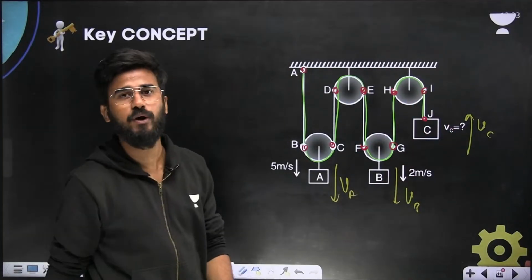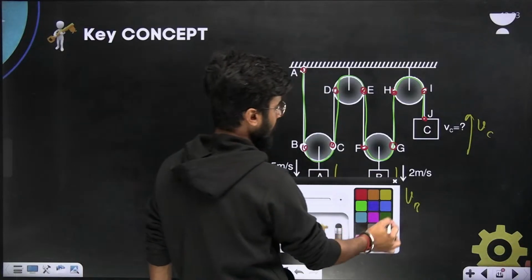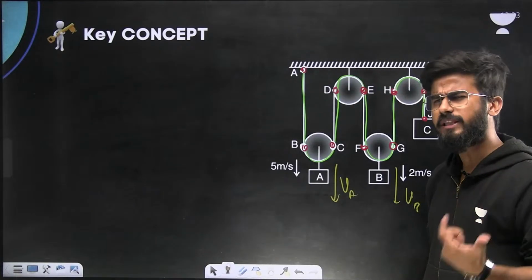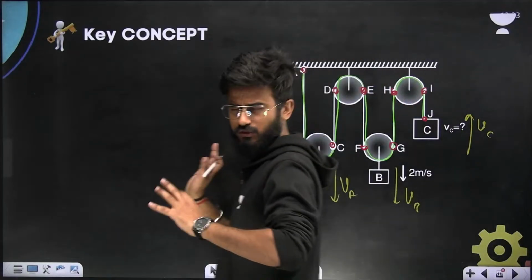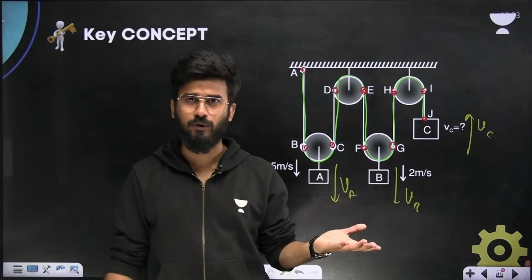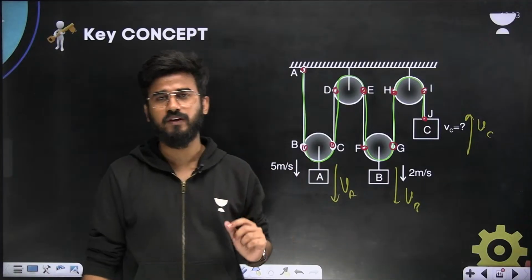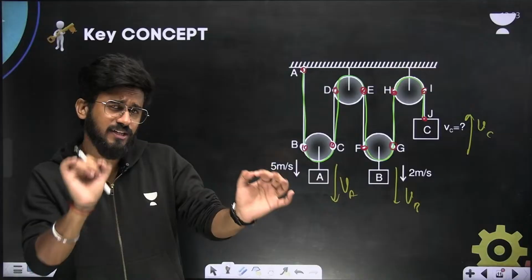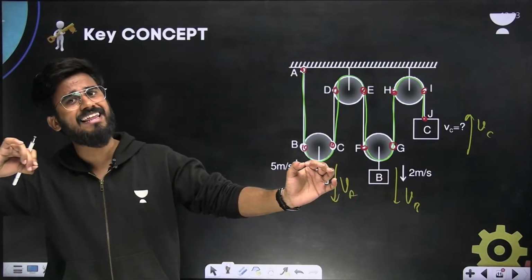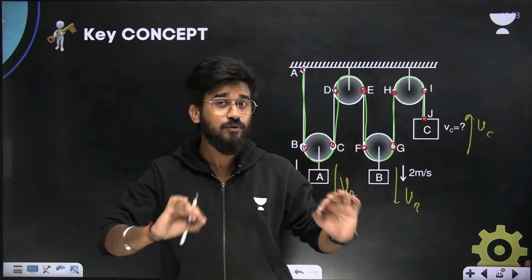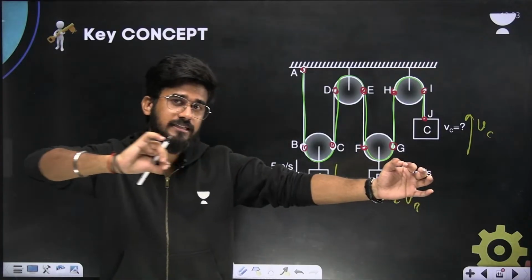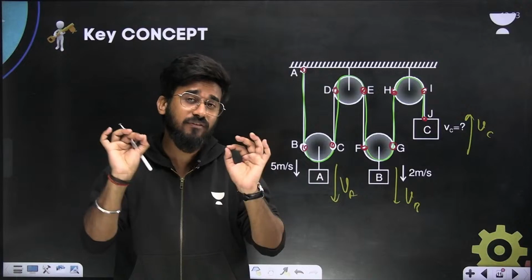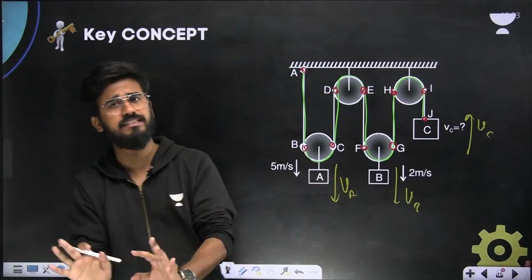These are all connected points we'll have to consider. Now, what is the short trick? The short trick says that just look at all the points which are connected, which you have marked. Now look at the motion of those points, in which direction those points are moving. If the point is moving in such a way that it is increasing the length of the string, then we can simply say that we'll consider the velocity of that particular point is positive.